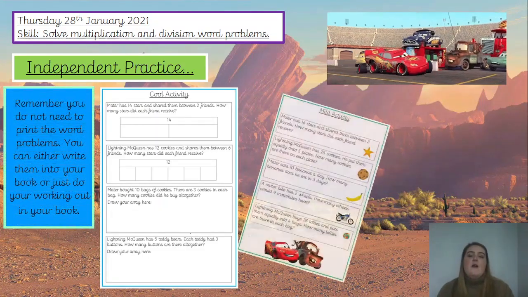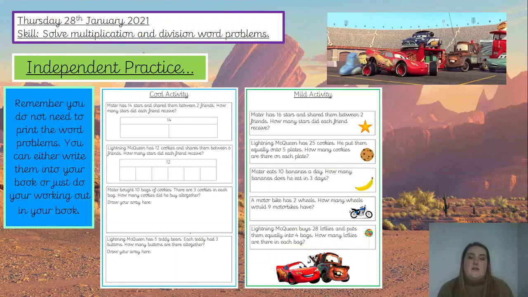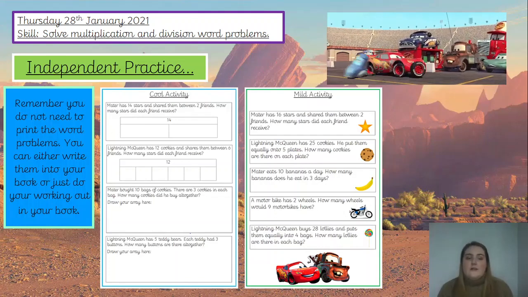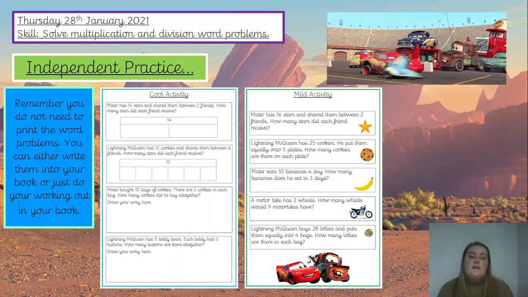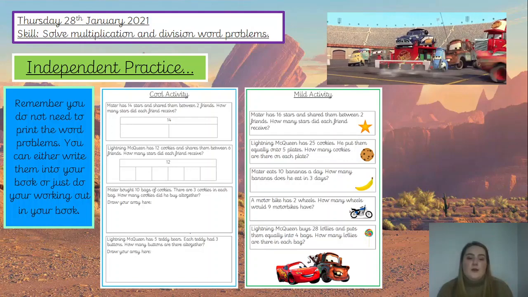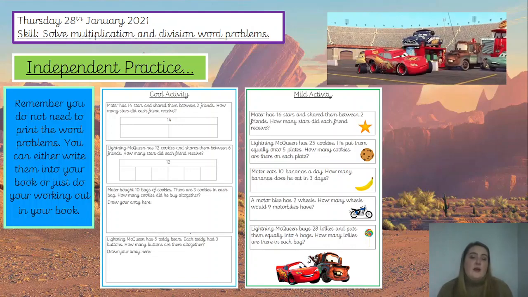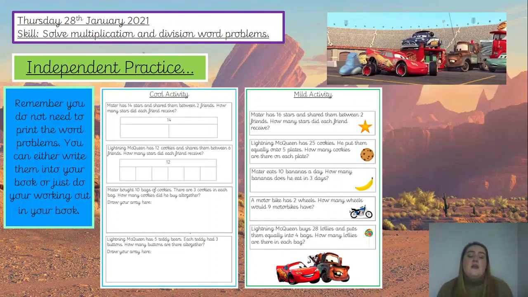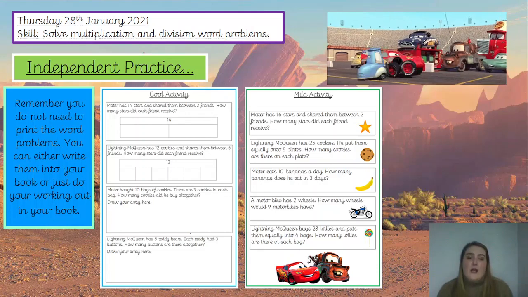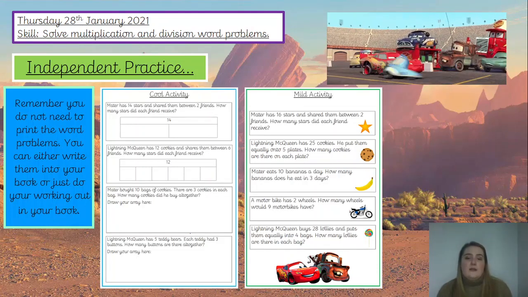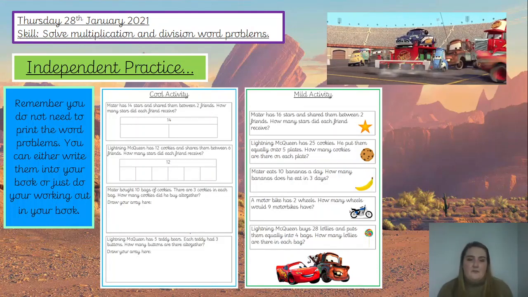Okay, so here are the activities if you would like to do cool or mild today. So cool, you've got a little bit of help because I have drawn the bar models for you and given you a little bit of space to draw your array. Now you do not have to print this out, you can always just copy this help into your book. Equally, you have got space for an array or a bar model, but if you would rather draw a picture, then that's absolutely fine too.